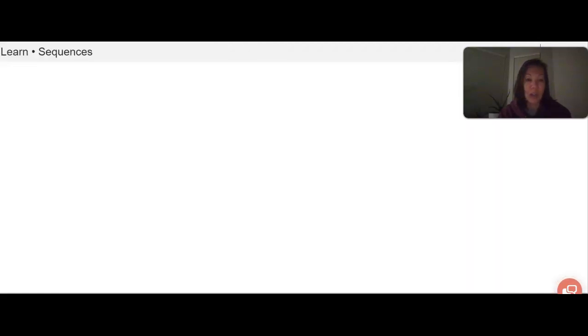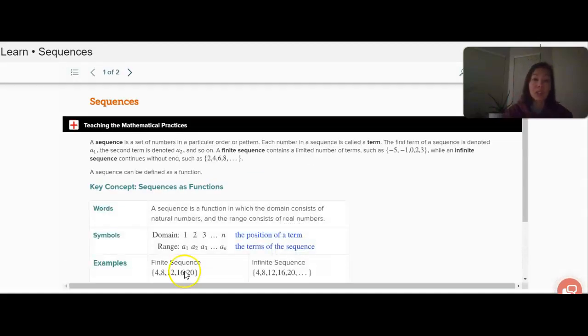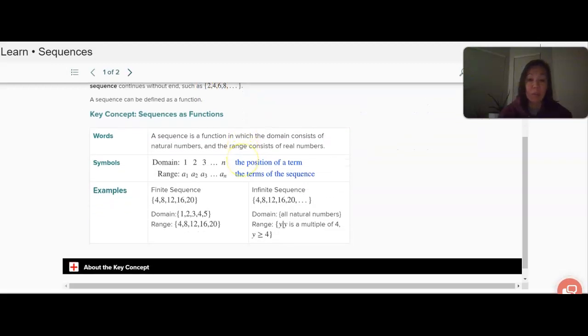So for sequences, let's first talk about what a sequence is before we talk about geometric. A sequence is just a set of numbers in a particular order. Each number is called a term. The first term we would call a sub 1, then a sub 2, and then all the way to a sub n. The sequence is finite if there is a finite or limited number of terms, and it's infinite if it continues without end. So you'll often see a dot, dot, dot. That means it keeps going infinitely.